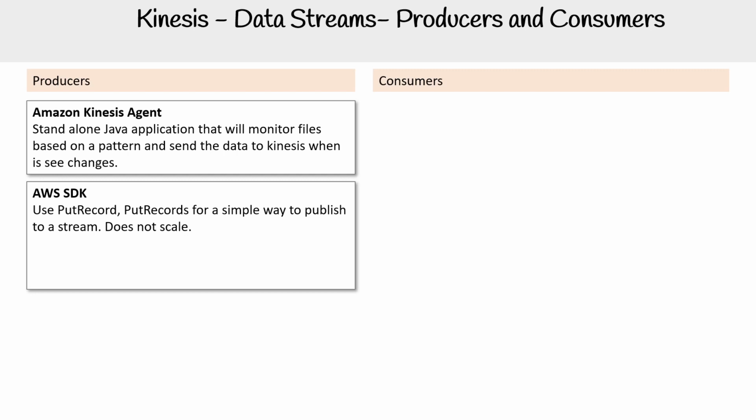You have the AWS SDK where you can use put records, but this is not really intended to be used for production because if you're working with Kinesis, you're working with a vast amount of data, and this is just not going to cut it in terms of scale. Now, if you're learning how to use Kinesis, it's a great way to learn it, but for real applications, you're going to be doing something else.